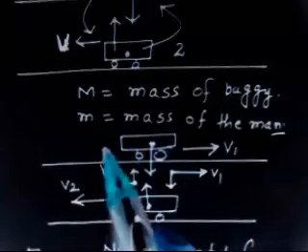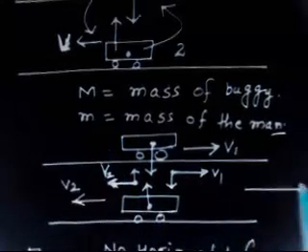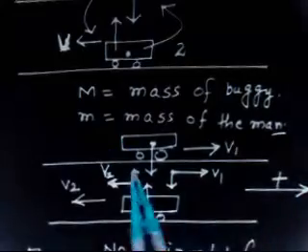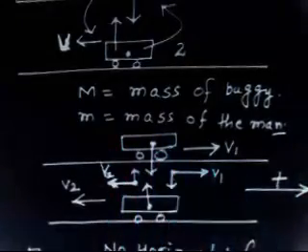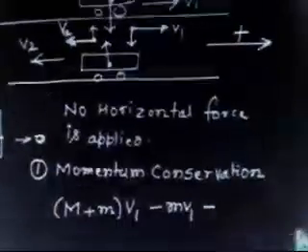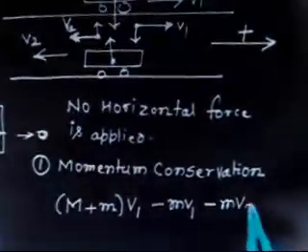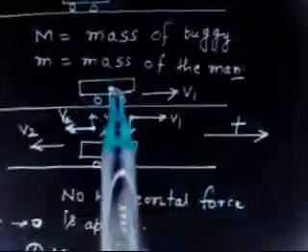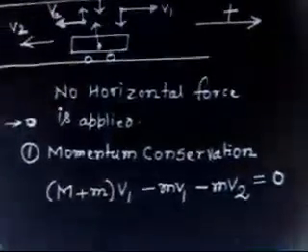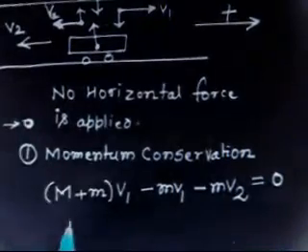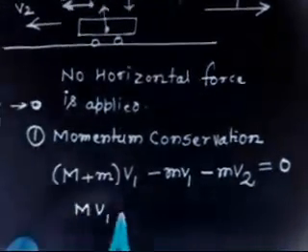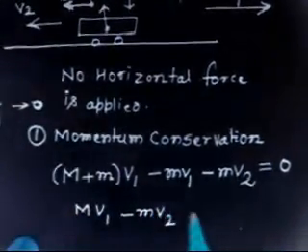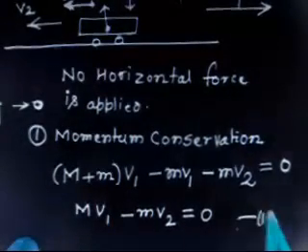But this gives in this direction. I am taking this direction as positive, so basically this momentum is negative for this system. So this will be minus mv2. And the question says the final momentum of this after the jumping of the man becomes 0. So m into v1 minus m into v2 equals 0. We have equation number 1.